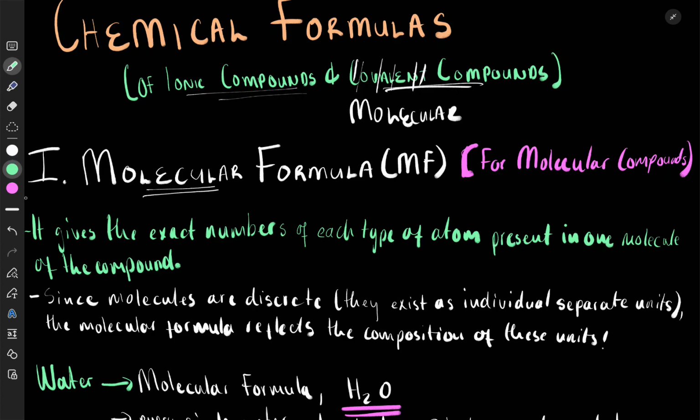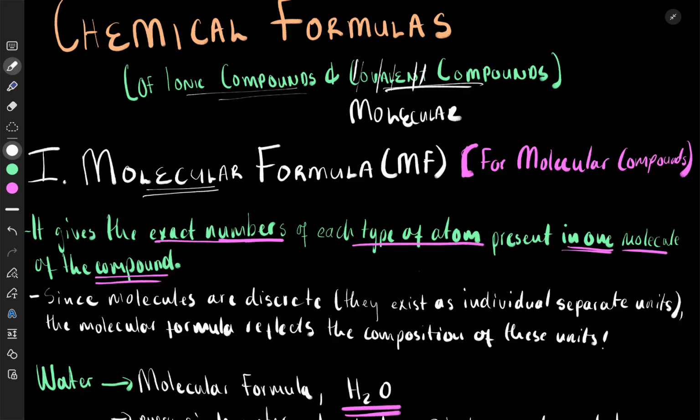It says that this is a formula that gives the exact numbers of each type of atom that is present in one molecule of the compound. We want to know the numbers of each atom that is going to be in one molecule. When we take one molecule, how many hydrogens do we have in there? How many oxygens do we have in there? We use that to then give that guy a formula.